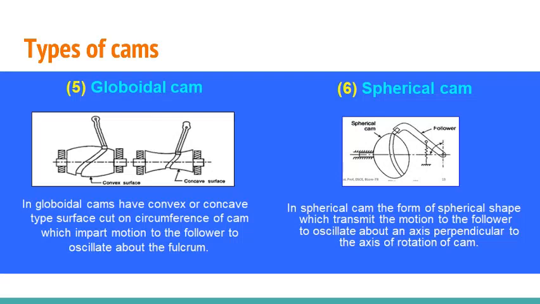Then globoidal and spherical cams. Globoidal cams have a convex or a concave type of surface cut on the circumference of the cam, which imparts motion to the follower to oscillate about the fulcrum. In case of spherical cam, the spherical shape transmits the motion to the follower, whether the followers oscillate about the axis perpendicular to the cam or parallel to the cam. That is based on the working of the follower.